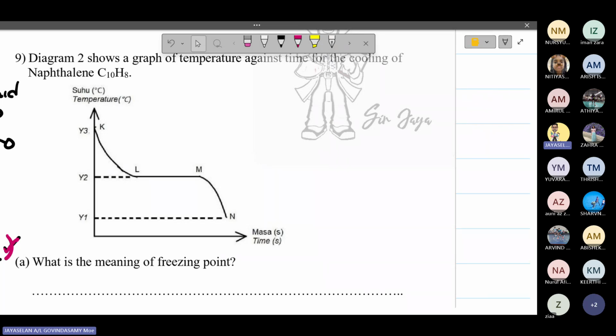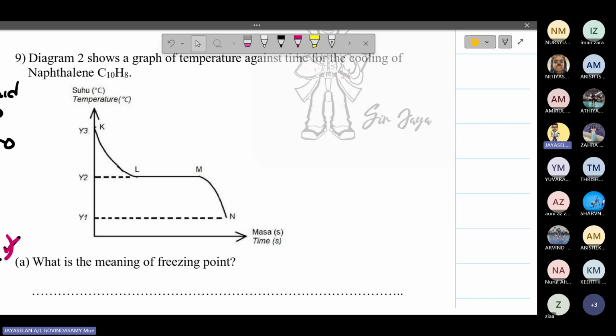Arvind, what is meant by freezing point? Amirul? Zara? Sir, is it a constant temperature where solid turns into liquid? Sorry, freezing: liquid turns into solid. Yeah, very good. Okay. Melting point is the same as freezing point.